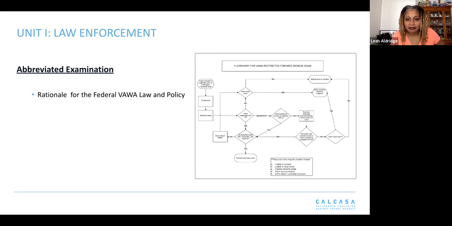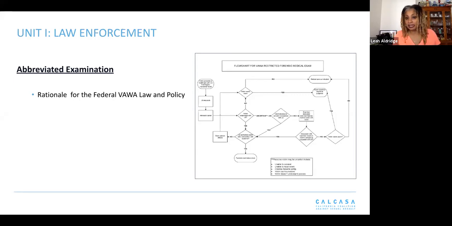This is on page 101 of your training standards, but here we have a little flow chart in terms of what happens with the forensic examination. You're welcome to utilize this with your advocates as they're going through training, but it certainly helps lay it out. If the victim wants an exam, yes, go here. If they do not want an exam, go there, right? So it lays this out in terms of a flow.